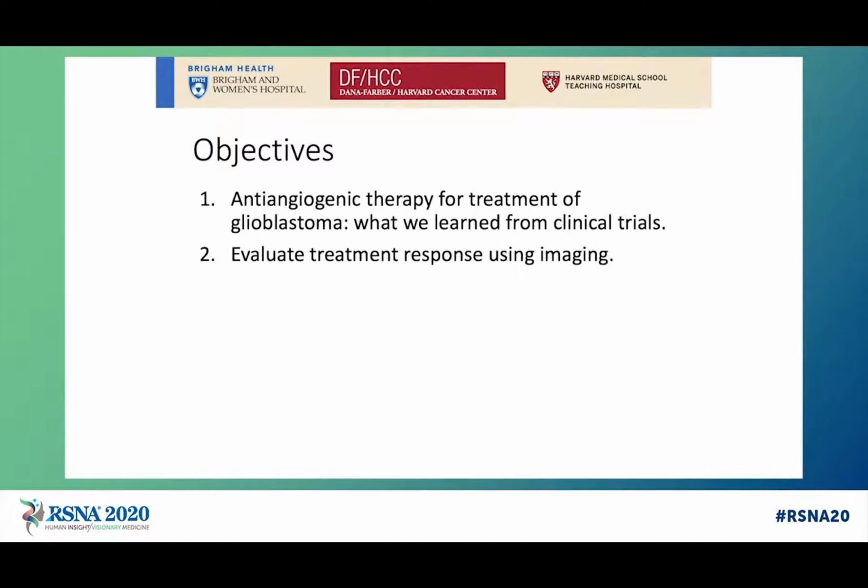The objectives today are to first go over the results from several clinical trials that have led to our understanding of the effect of anti-angiogenic therapy. Then I will go over some of the advances using imaging to define response in this treatment setting.